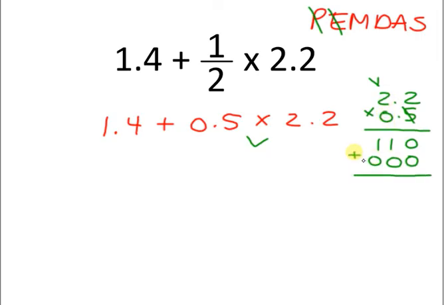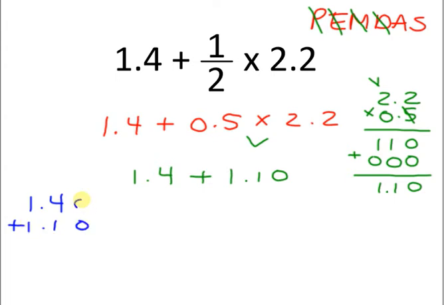Add it all up. 0 plus 0 is 0. 1 plus 0 is 1. 1 plus 0 is 1. I have two numbers after the decimal, so my decimal is going to go right there: 1.10 or 1.1. So I'm going to rewrite the problem now: 1.4 plus 1.10. Okay, now I'm done with multiplication. I don't have any division, and all I have left is addition. So I'm going to go over here and do 1.4 plus 1.10, add a 0 as a placeholder.